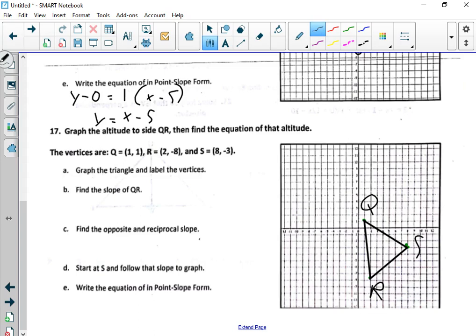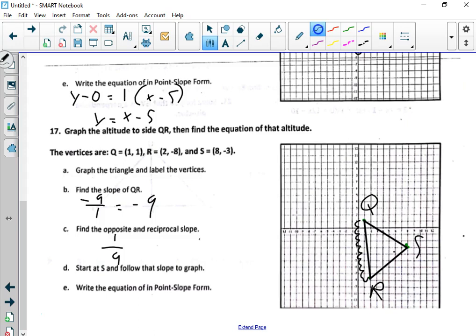Again, I'm just going to count. So 1, 2, 3, 4, 5, 6, 7, 8, 9, and right 1. So that's going to be down 9, right 1, or just simply negative 9. The opposite reciprocal, 1 is going to be positive, and negative 9 over 1 becomes 1 over 9. Now it says start at S and follow that slope. Well, here's the problem. If we go 1/9, we go up 1, right 9, we're going to be somewhere over here. So instead, we're going to go down 1 and left 9.